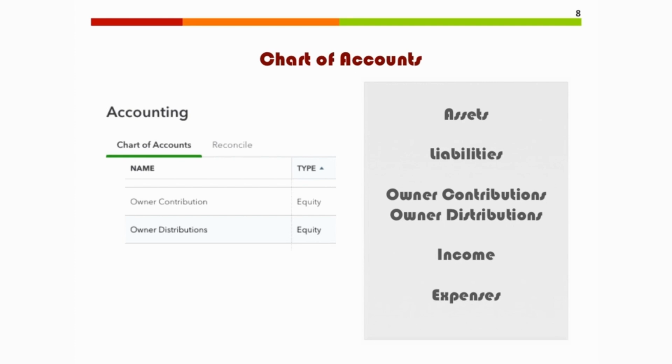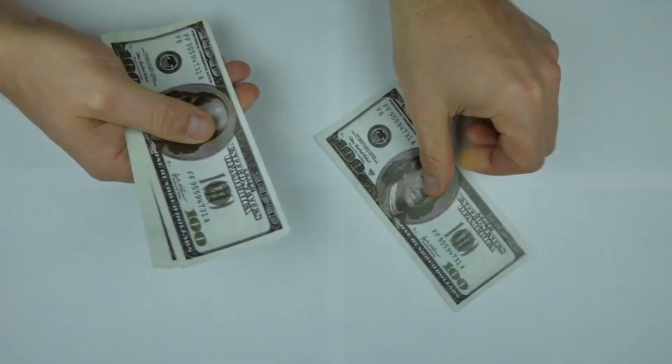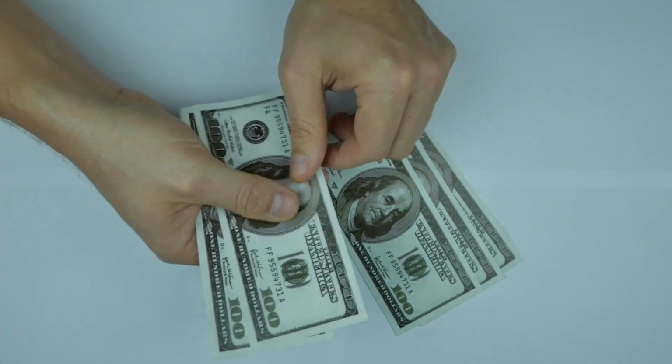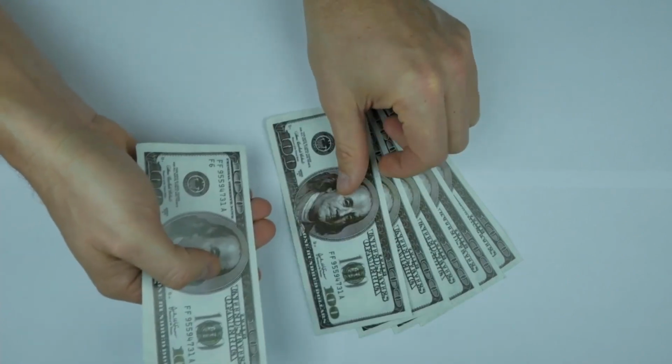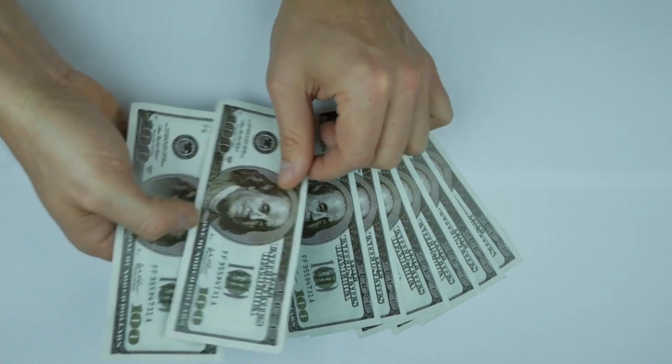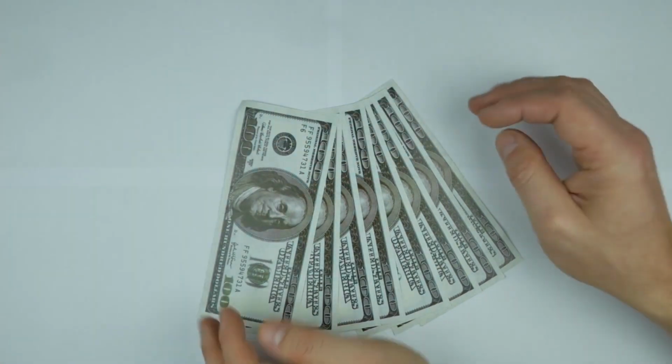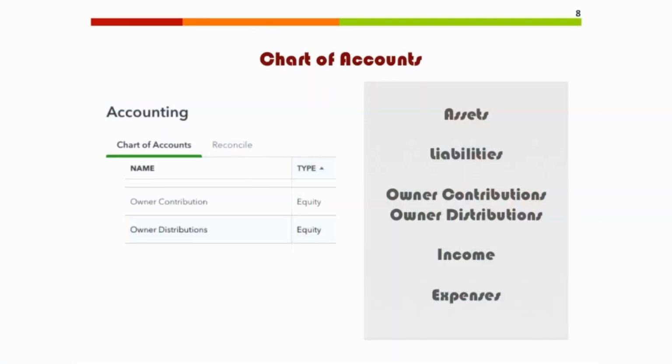Liabilities would be things like loans or other business debt that you have. Owner contributions and owner distributions would be classified as equity accounts under the type of accounts, which I'll get to later when I show you how to get things set up in QuickBooks. An owner contribution is when you're investing money in your own business. It's not counted as income. As we described before, an owner distribution is when you're taking money out of your business, like when you're doing a payout.